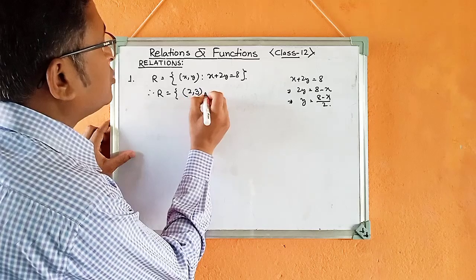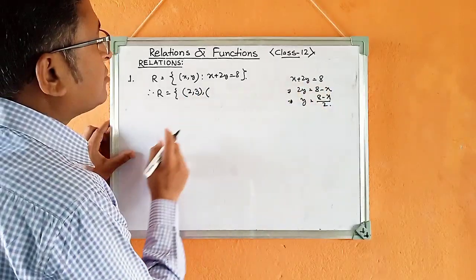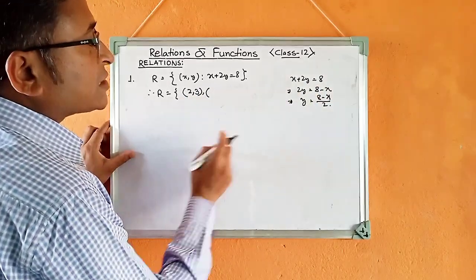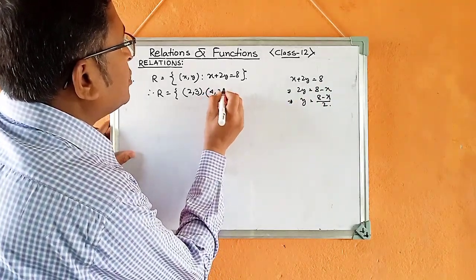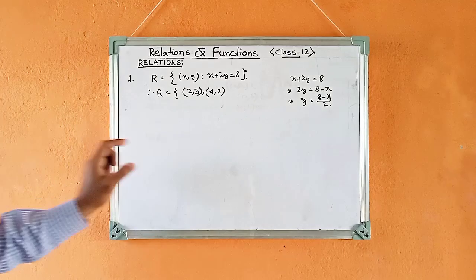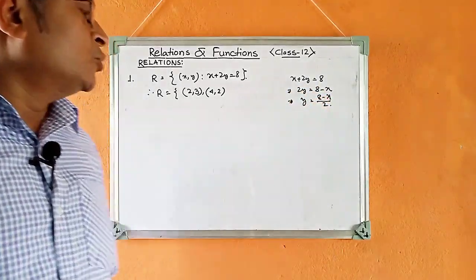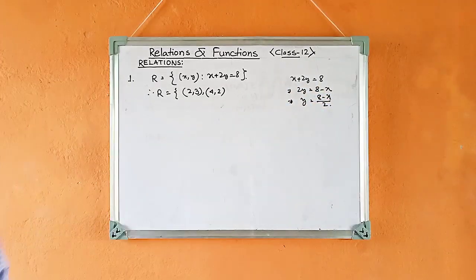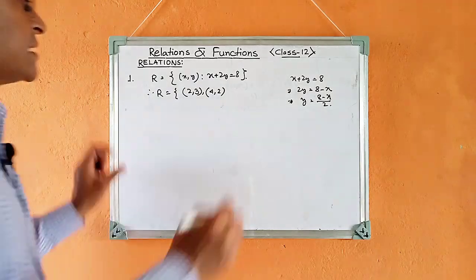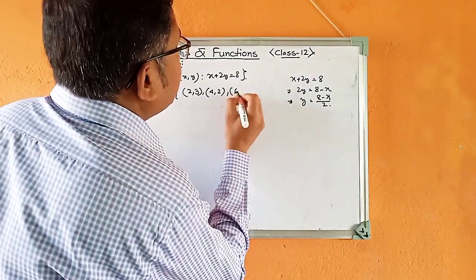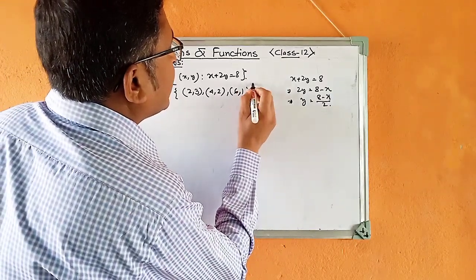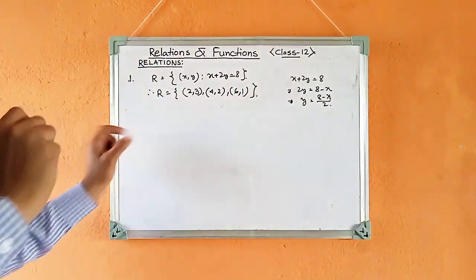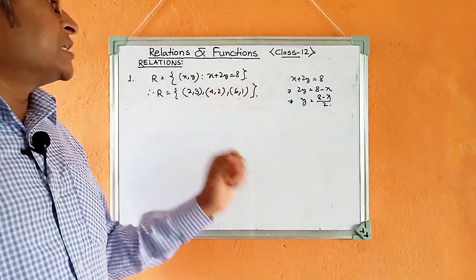We get the first one, (2, 3). Then put x = 4: 8 minus 4 is 4, 4 by 2 is 2. So when x is 4, the value of y is 2. Now put x = 6: 8 minus 6 is 2, 2 by 2 is 1. So we get 3 sets: (2, 3), (4, 2), (6, 1).